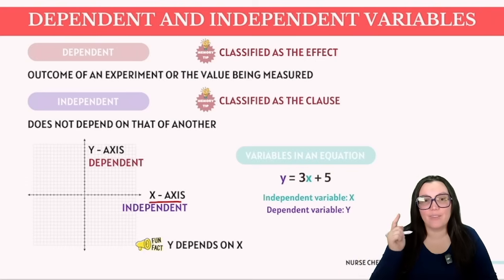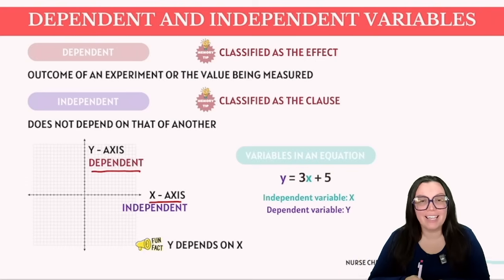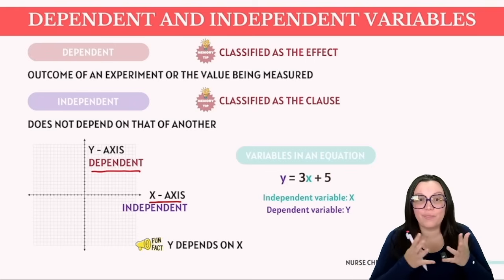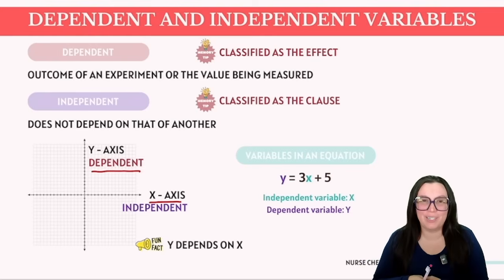On the flip side, we have our dependent variable, which is represented here on our y-axis. And this is the outcome or the effect that we are going to observe as a result of the changes to our independent variable. So essentially, the value of the dependent variable is going to hinge on the influence of our independent variable.